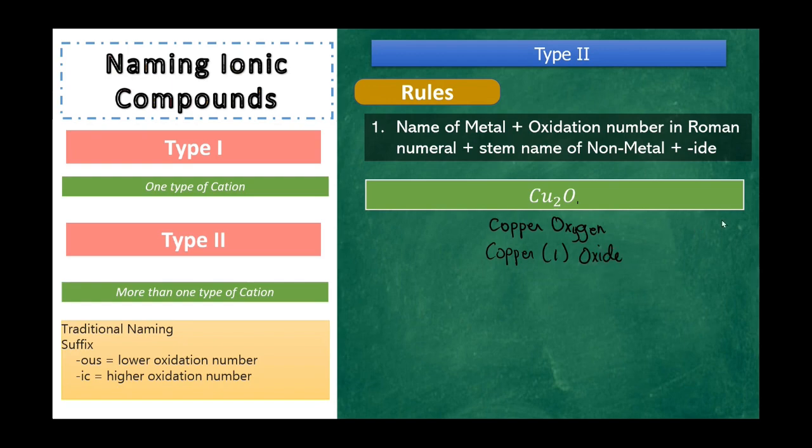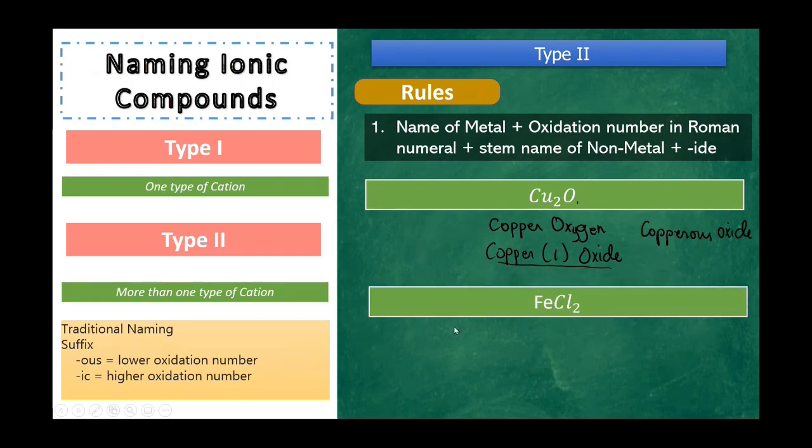So this one will be copper(I) oxide. How about if we have here Fe, which is iron, and then chlorine. What is the oxidation state of iron, which is 2. So when you write it, iron, its oxidation state in Roman numeral, we have 2, and then chloride. So iron(II) chloride.